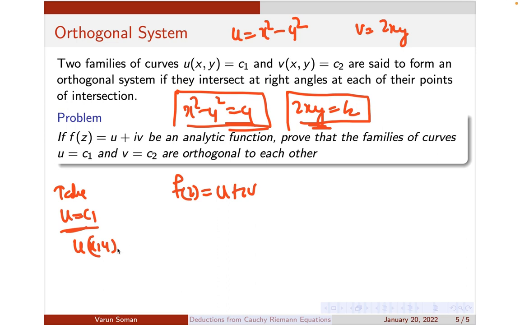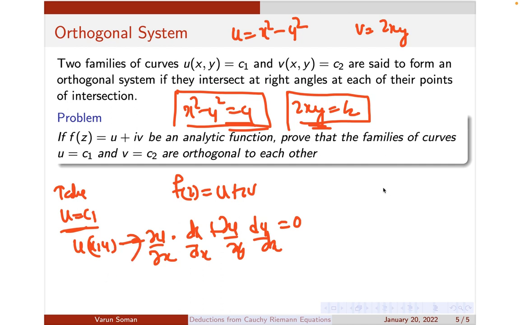You may have studied total derivatives in your previous classes. So from that approach it will be dou u by dou x into dx by dx plus dou u by dou y into dy by dx is equal to 0, because u is equal to c1. I hope it is clear. U is a function of x comma y. I'm considering both as a function of x here, because you can write y as a function of x from this relation itself. That is why I'm considering y also as a function of x only.